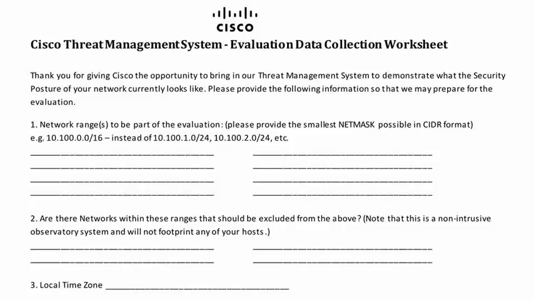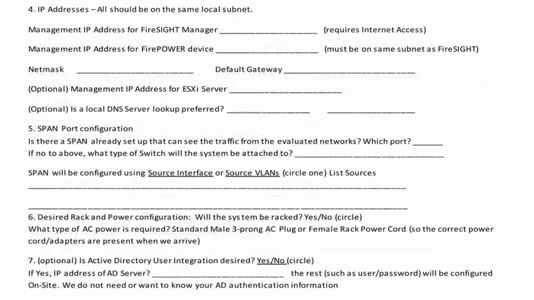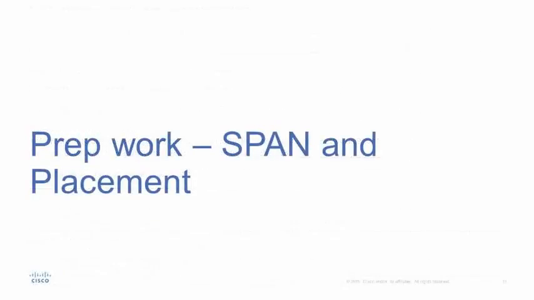This is the top of the page. The second part of the page covers all the IP addresses. Do they have an ESXi host, a server that we can stand up the VM on for the FMC? Local DNS information will be gathered up here. SPAN information, AD integration, all that stuff's on here. So that takes me to my next point.